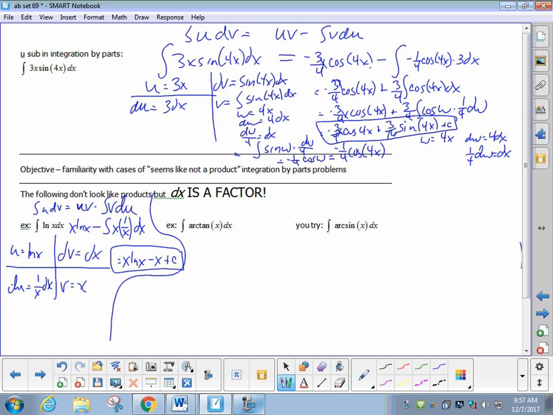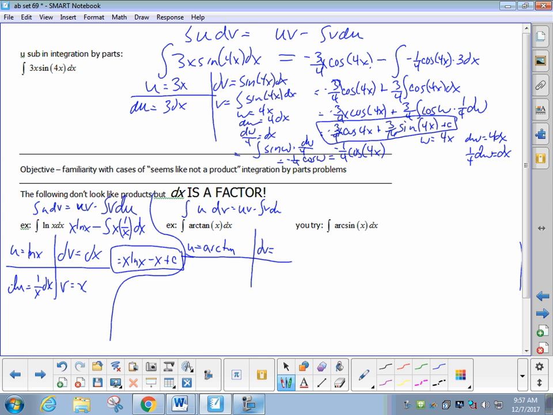Same goes with arctangent. It's a product. To integrate arctangent, you must use ultraviolet voodoo. What's u? Arctangent. Okay, now dv then is dx.